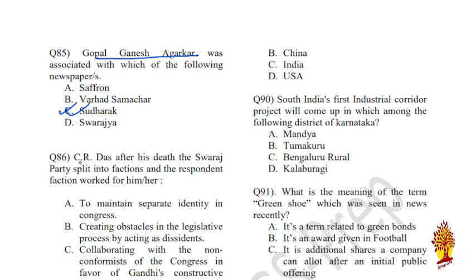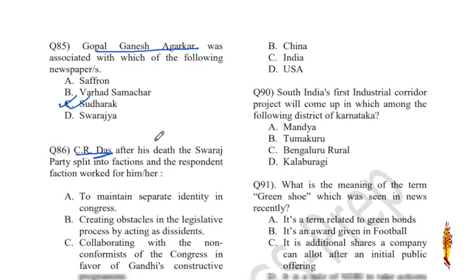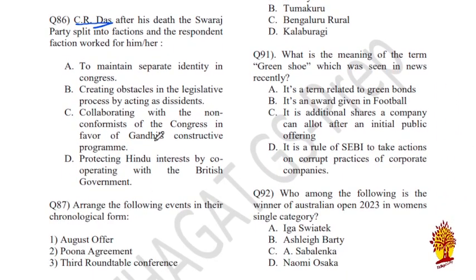Next, 86th. C.R. Das. After C.R. Das's death, the Swaraj Party split into which factions? It split into factions, okay? And the responsivist faction worked for protecting Hindu interests by cooperating with the British government. Option D is the right answer.